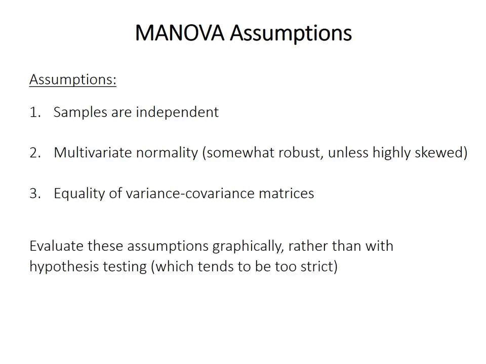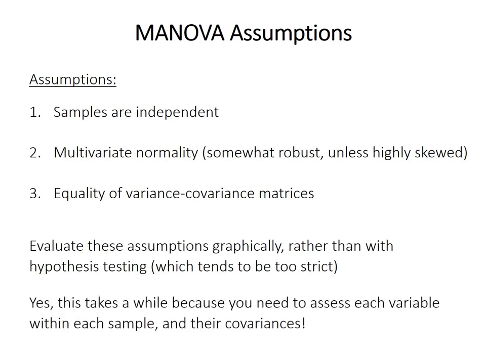So there's a lot of things to assess, especially if you have lots of samples and lots of variables. But the best approach is to assess them graphically. Hypothesis testing for these assumptions, you can test for multivariate normality, you can test for equality of variance, you can test for the variance-covariance matrix equality with proper tests, but they're too strict for evaluating the assumptions. And yes, this will take a while to assess all these assumptions because you need to look at each variable within each sample as well as the covariances, so we're making a lot of graphs, a lot of histograms. You know, it gets quite complicated when you have this data, which is itself a fairly complicated setup.